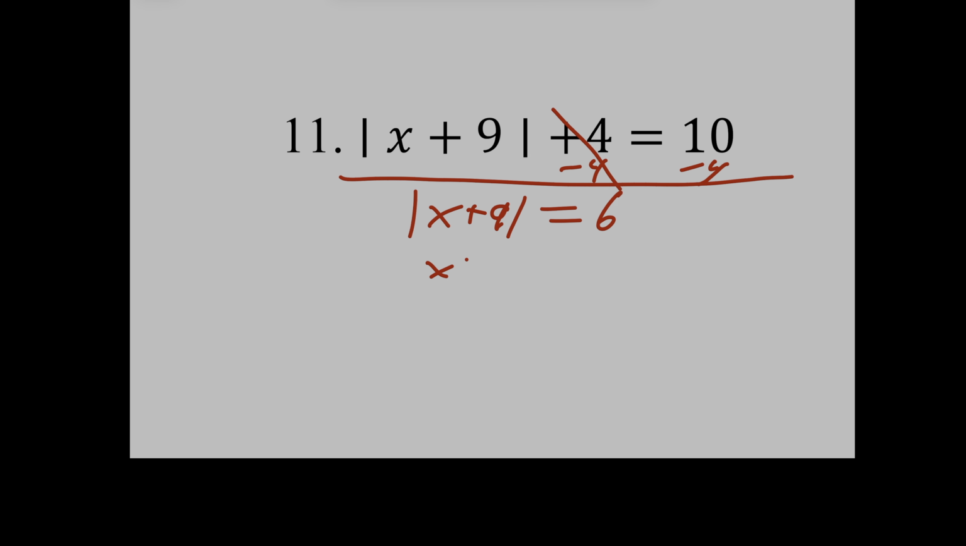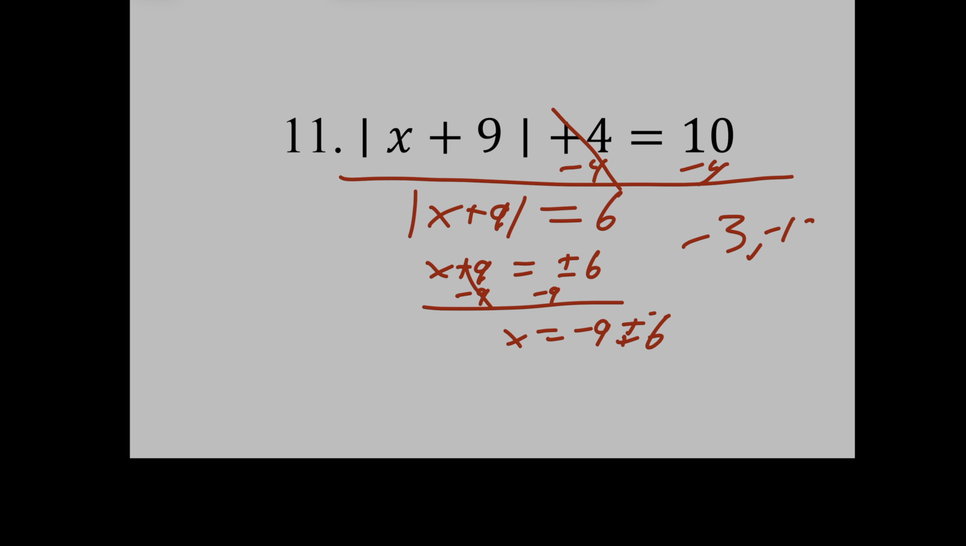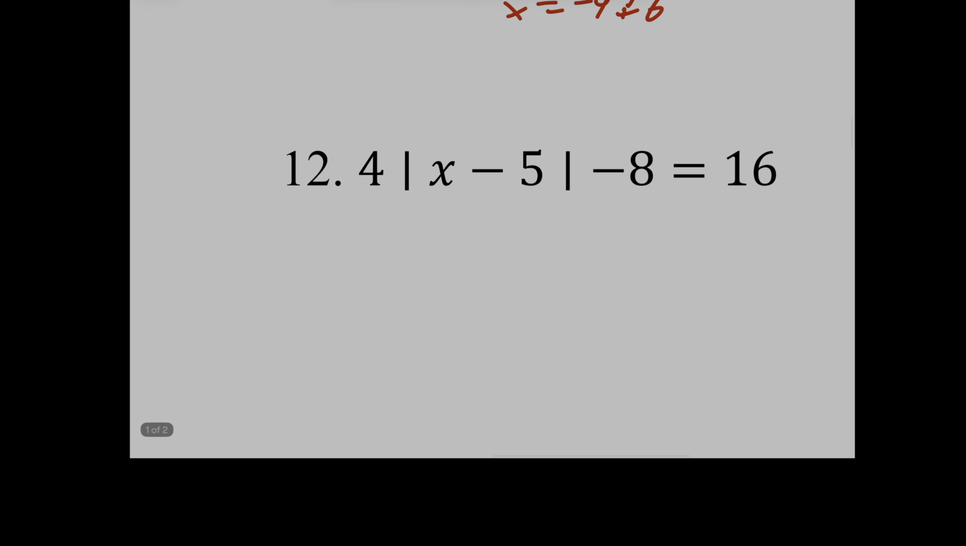Now I'm going to get x plus 9 equals, I took away the absolute value, so now I got to go plus or minus 6. Now I'm going to subtract 9 from both sides. X equals negative 9 plus or minus 6. Well, what's negative 9 plus 6? It's a negative 3. And if I do my add a line, change the sign, I'm going to get a negative 15. And those are my 2 answers. Okay? Let's go on to number 12.